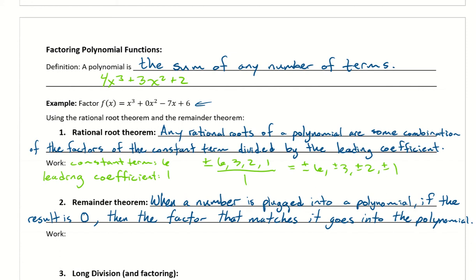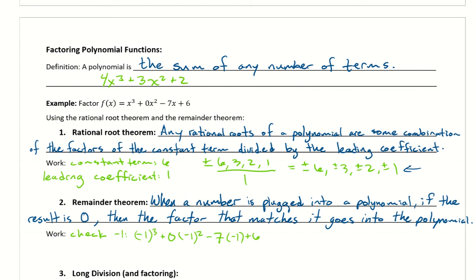So if I plug in 5, the factor that matches it is going to be x minus 5. It's not going to be 5 because that's not one of our possible factors. So now we are going to just check some of these numbers. And my general rule of thumb is always check the easiest ones first. So first, let's check negative 1.